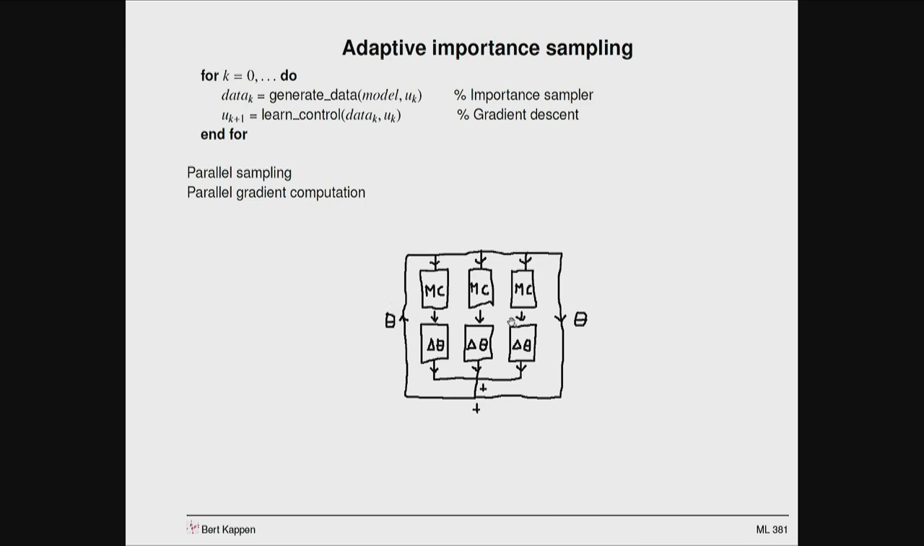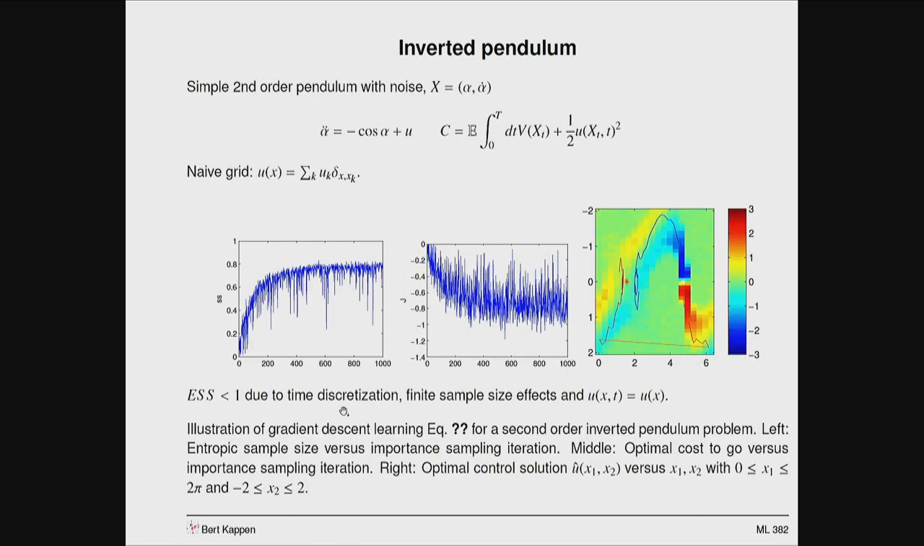They're going to generate new data again, and they're going to generate new samples again. So this you can highly parallelize and highly optimize. We apply this first to some simple problems, just to give you an idea. This is an inverted pendulum, where we have something that has to swing up, with a cost which is essentially to be on top.